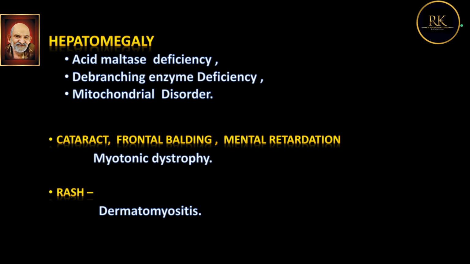On examination, if the patient is having hepatomegaly, it can be because of acid maltase deficiency, debranching enzyme deficiency, and mitochondrial disorders. Cataract, frontal balding, and mental retardation are associated with myotonic dystrophy. If myopathies are associated with rash, it can be because of dermatomyositis.